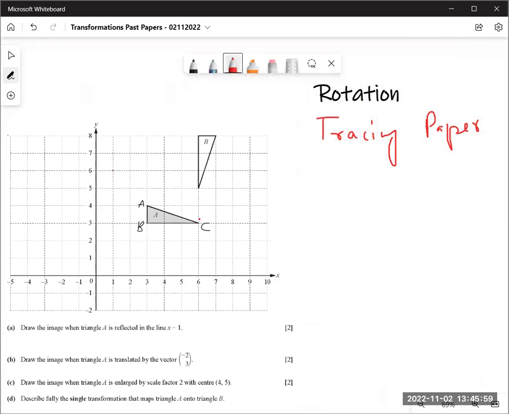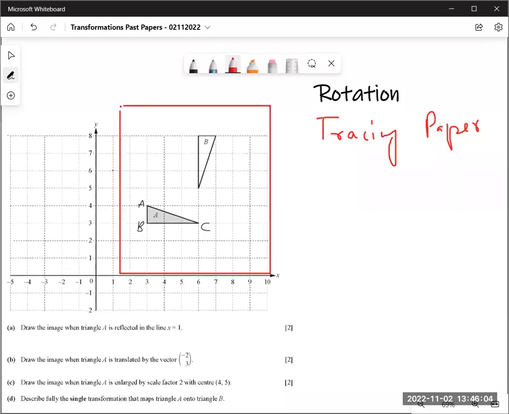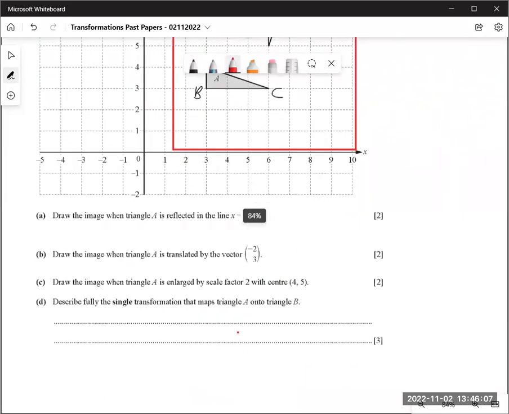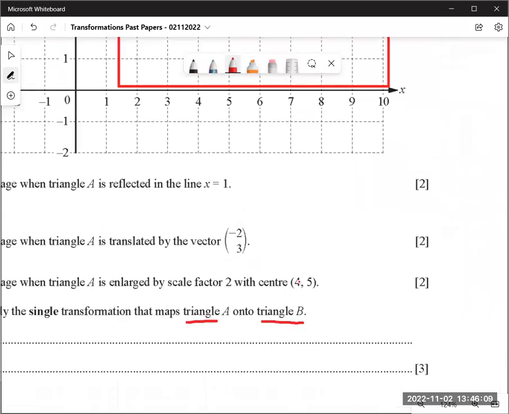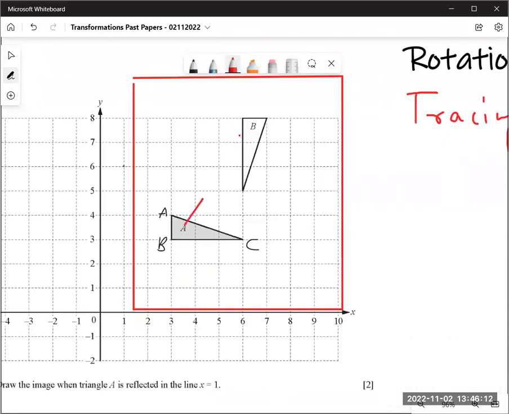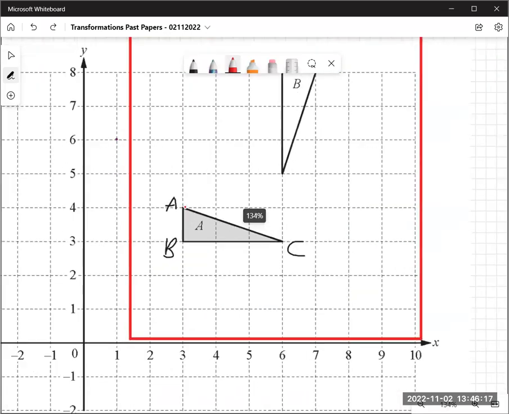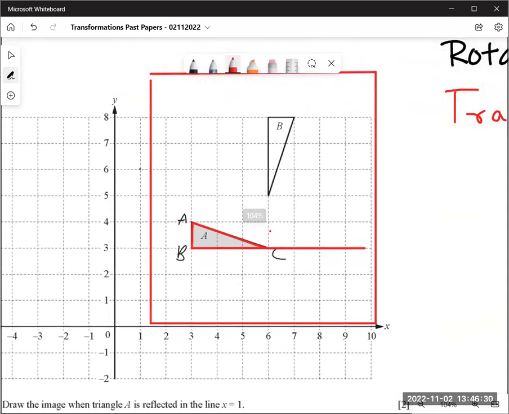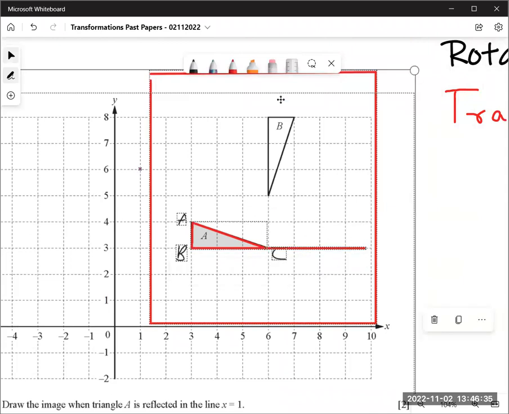Rotation, tracing paper. So first things first, we'll get our tracing paper right here. Imagine this is my tracing paper. They're asking us triangle A onto B. We need to be clear about this. What is being converted? So again, going from A to B, this shape to this shape. Fine. So I'll first draw this shape on my tracing paper, and I'll make a straight line like this. Now, if I rotate this shape, let's see what happens. Just a second.